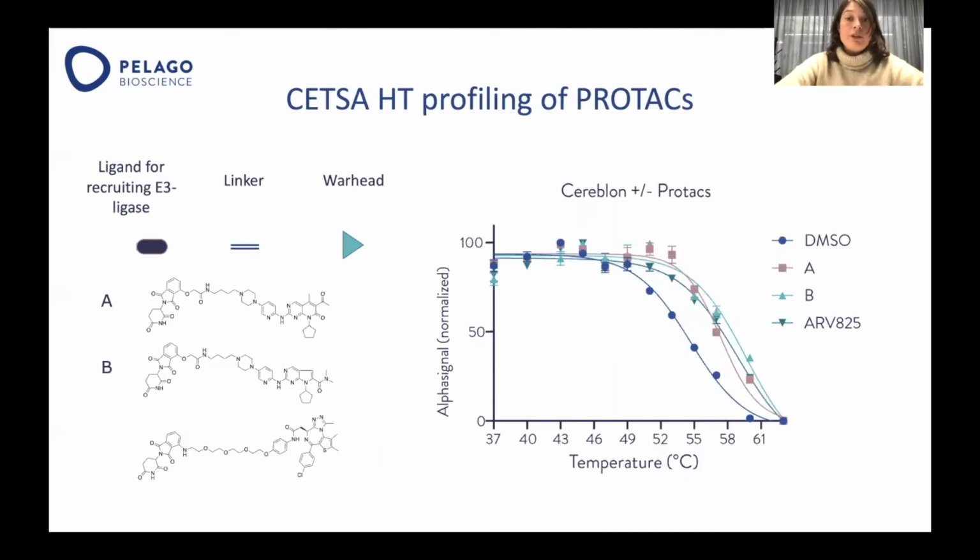Secondly, we looked at target engagement towards the E3 ligase, in this case cereblon. In this study, we also included a third PROTAC, a BRD4 PROTAC, which also uses the same E3 ligase, cereblon, for the degradation. We could confirm that all three PROTACs were able to bind to cereblon and engage it in intact cells.